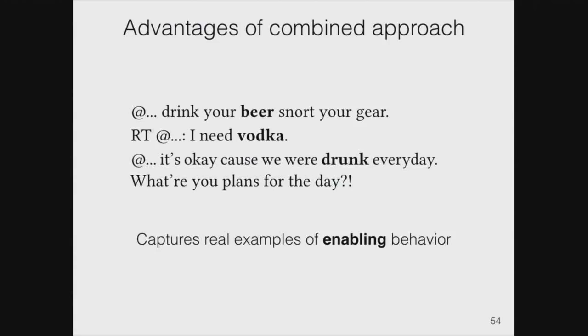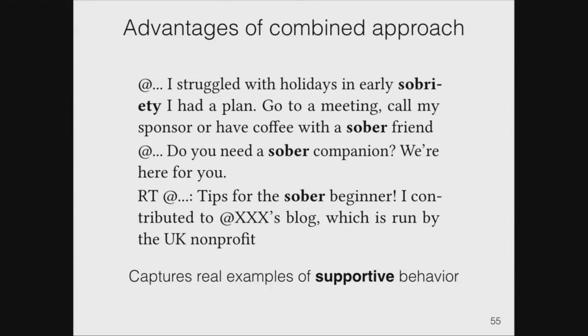But I think the more interesting thing is that there are real examples in the tweets of enabling and supportive behavior. That goes to show that this richer model that fused different patterns in the language and encoded different dependencies was actually getting at real behaviors and interactions that were happening in the data. So someone who is going to AA might talk about how they want to drink, and friends might actually encourage them by saying, let's have beer, or let's drink. Whereas we also see friends who exhibit a lot of supportive behavior towards recovery as well.